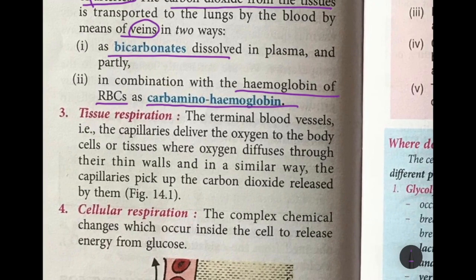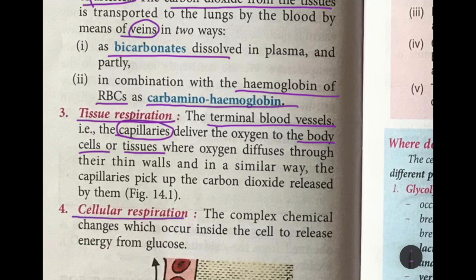Next is tissue respiration. This is when the exchange of gases takes place between the blood and the tissues or the cells. The terminal blood vessels, terminal meaning the last part of the blood vessels, are known as capillaries, very thin blood vessels. They give the oxygen to the body cells or the tissues, where oxygen diffuses through the thin walls of the capillaries. In the same way the capillaries pick up the carbon dioxide released. So that is the exchange. Tissue respiration is the exchange of oxygen and carbon dioxide between the cell and the blood in the capillaries.